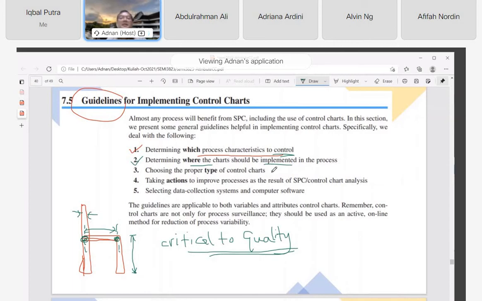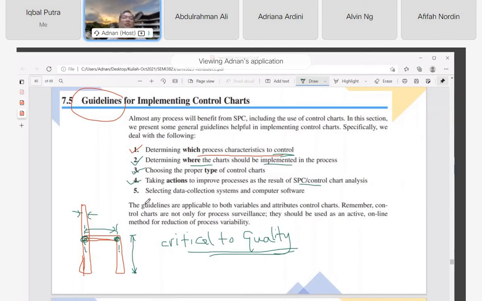Choose the proper type of control chart. What chart to use? Attribute, or is it variable? Of course, attribute is cheaper and faster, but has less information. Then taking action to improve the process as a result. Especially now you need to decide, when you do the control charting, what you want to do with this data. You need to diagnose and interpret the data so that we can take corrective action, especially when it's related to examinable cost.